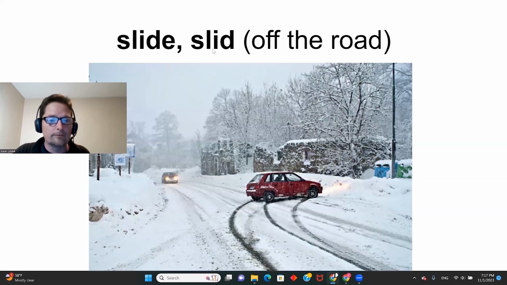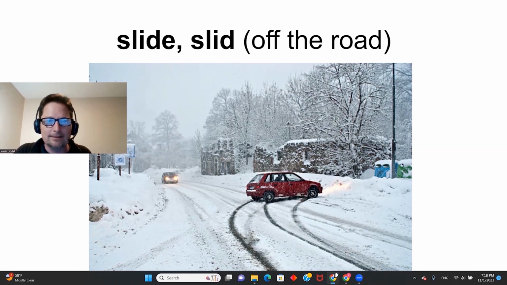Another example, the car slides. In the present, the car slides, but in the past, the car slid. The car slid off the road. Now, before, remember, the car was sliding all over the road, but it's still on the road. Now the car is not on the road, the car is off the road. The opposite of on is off. The car slid off the road. It's what happened. It's the past.